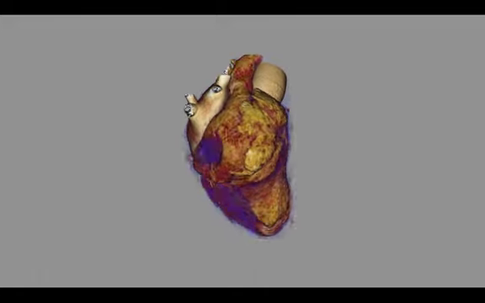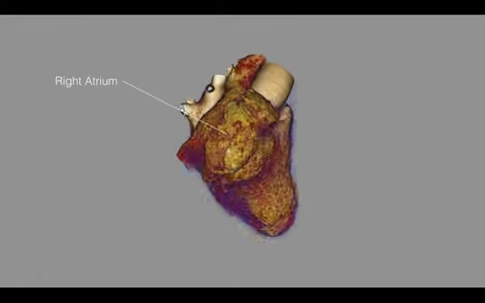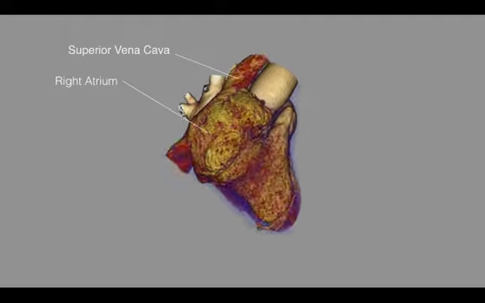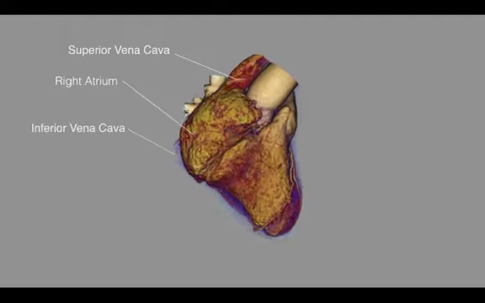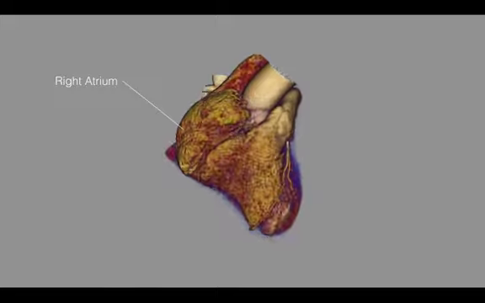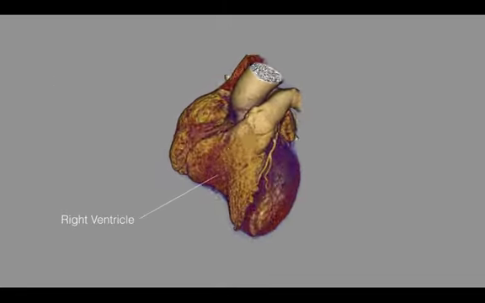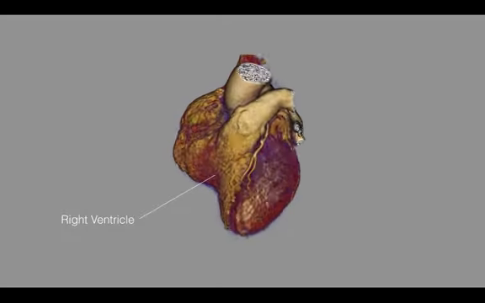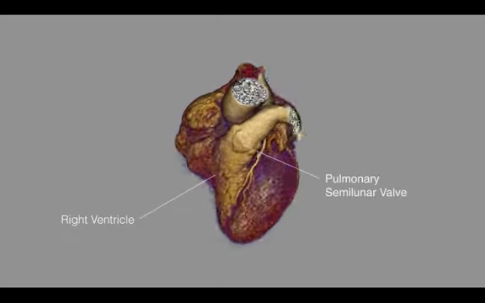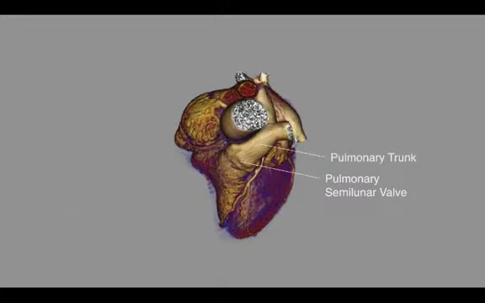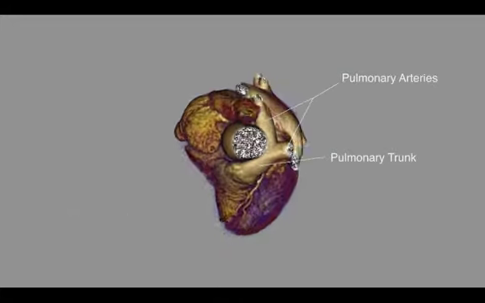Blood returning from the body will return to the right atrium, either using the superior vena cava or the inferior vena cava. From the right atrium, blood will then flow to the right ventricle through the tricuspid or right atrioventricular valve. From the right ventricle, blood will flow out through the pulmonary semilunar valve to the pulmonary trunk, which then splits to the right and left pulmonary arteries.